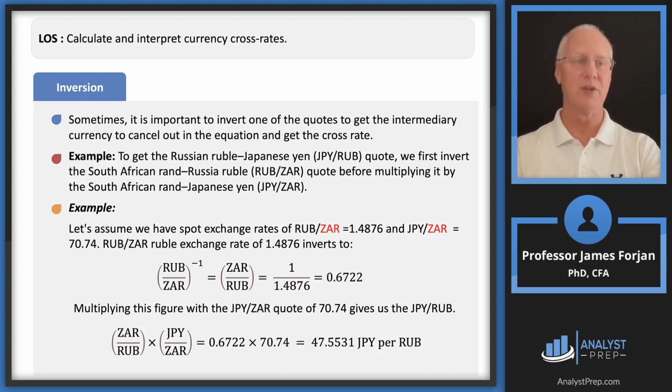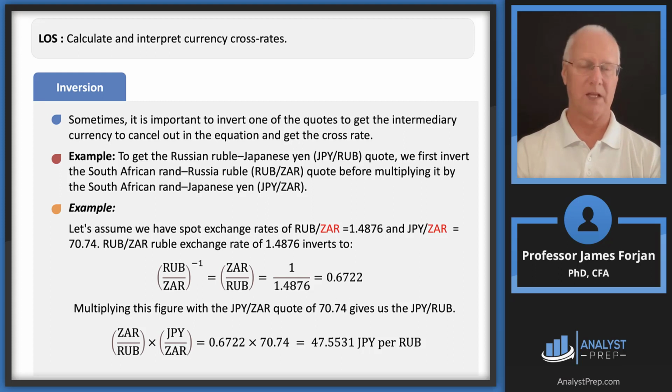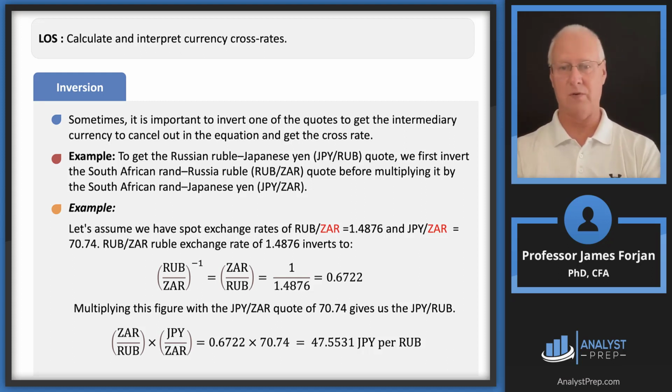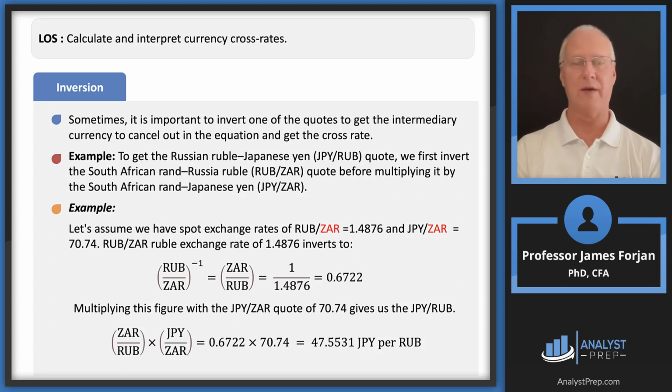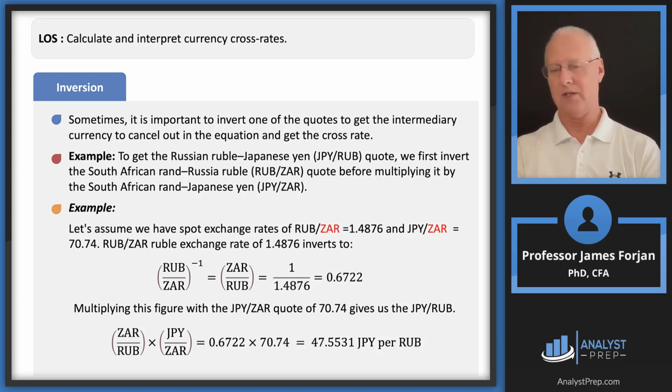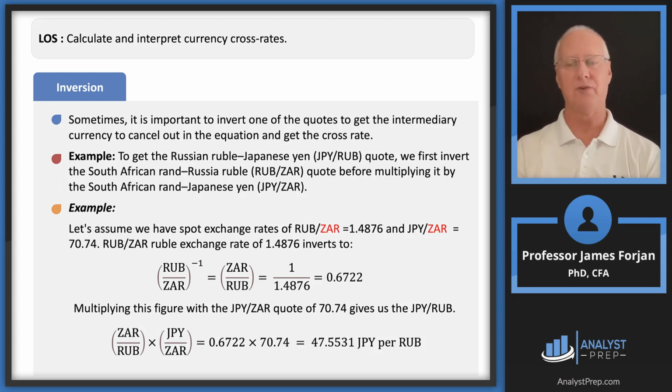So what we need to do is invert. And this is a big section in the learning module. I'm not quite sure why the Institute spends so much time. Let's just go ahead and invert it. So let's do the 1.4876. Put that in your calculator and then just hit your 1 over x button. And you get the 0.6722, which is now ZAR in the numerator and RUB in the denominator. So now look at the bottom. Now we can multiply because the 2 ZARs, they cancel, and we get, what is that? Almost 48 Japanese yen per Russian ruble.